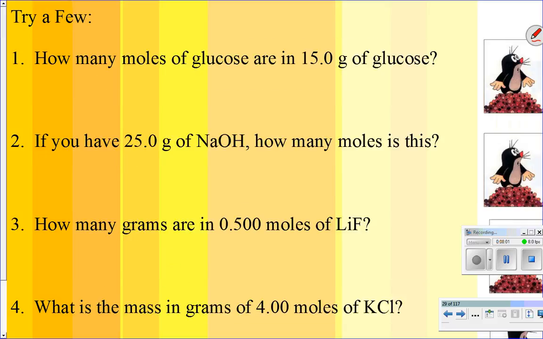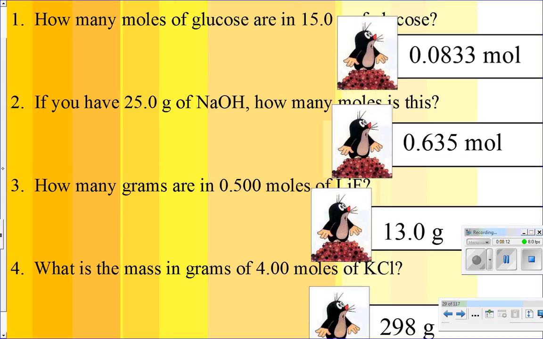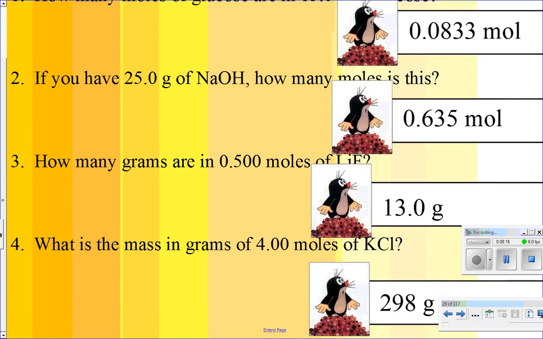So go ahead and pause the video and try each of these, and I will put up work in just a moment. So these are the answers you should have gotten for each of these: 0.0833 moles, 0.635 moles, 13.0 grams, and 298 grams. If you need to see work, I'm going to go ahead and put your work up for you.